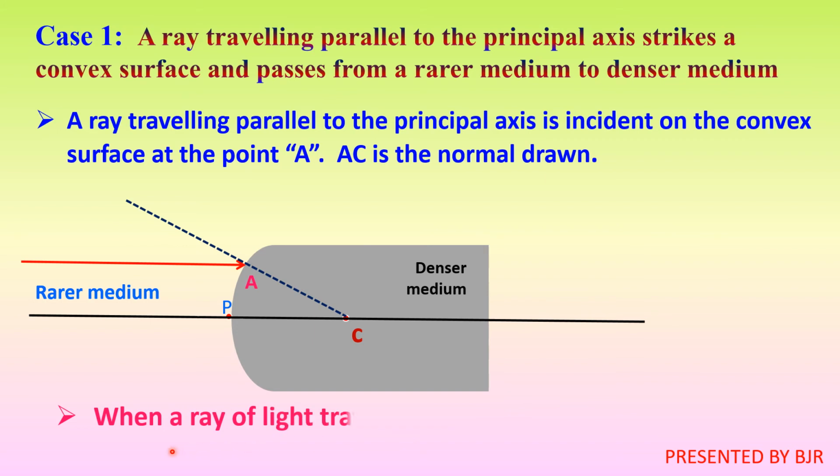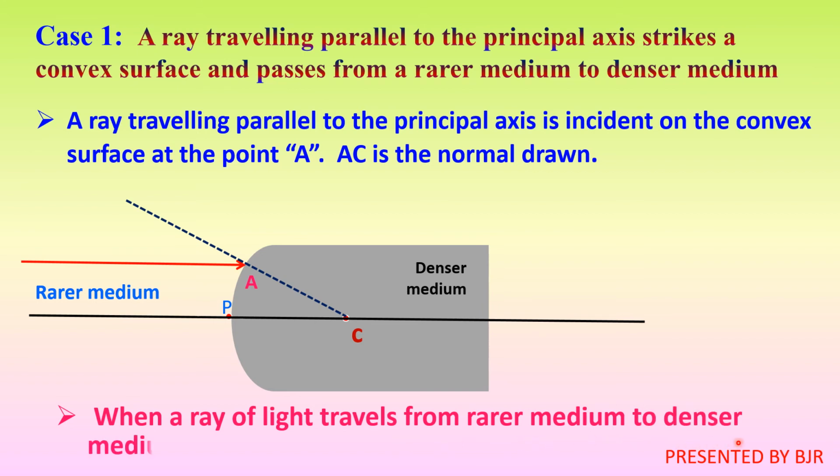Here I am writing, when a ray of light travels from rarer medium to denser medium, it bends towards the normal. Okay, so it will come like this and strike the principal axis somewhere here. See here, has it bent towards the normal or away from the normal? Towards the normal.